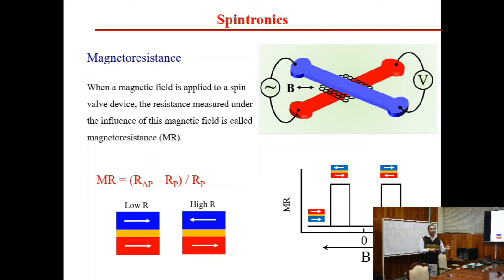All these materials are known as non-magnetic materials, or normal metal, which should not be ferromagnetic in nature. What will happen when you flow the current? Only charge current passes through that region, through that junction.